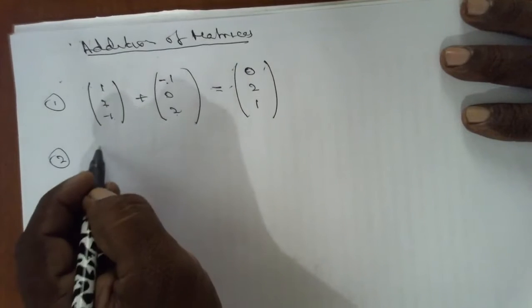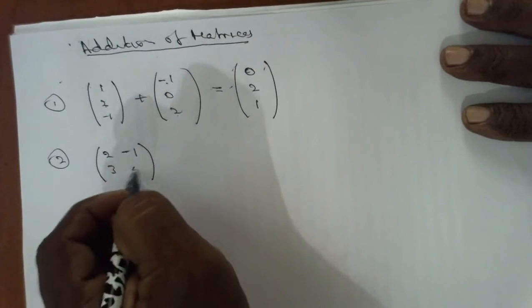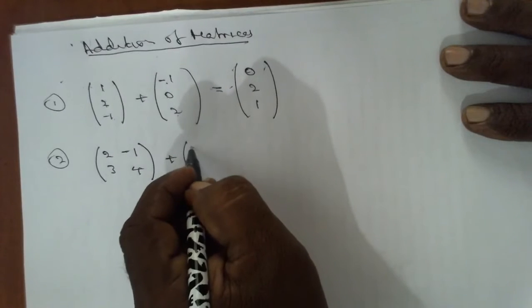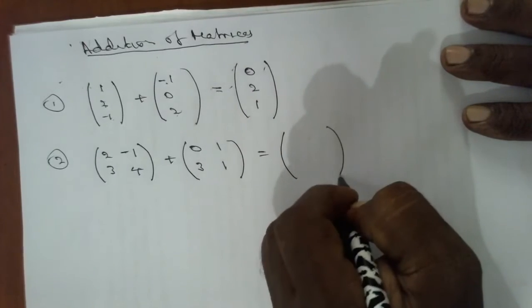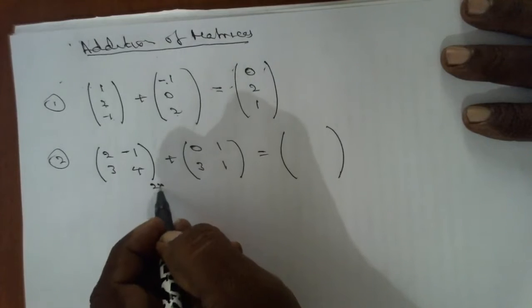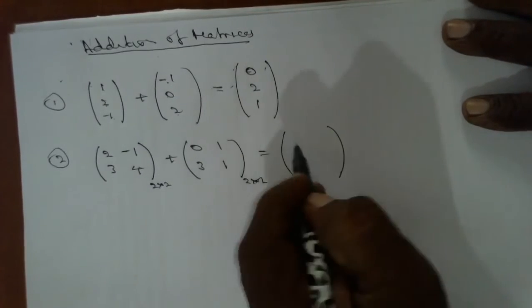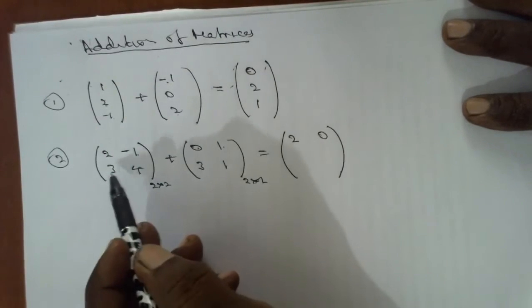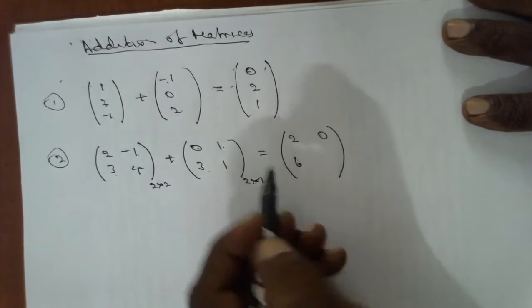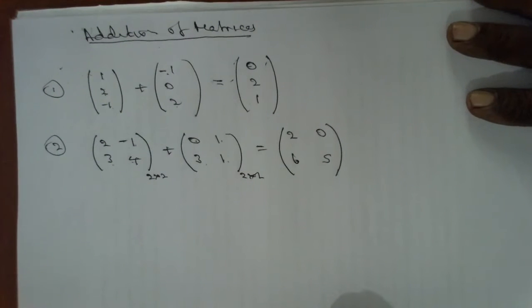Then second example, if you take 2, minus 1, 3, 4, plus 0, 1, 3, 1, very simple. This is a 2 by 2 matrix, and this also is a 2 by 2 matrix, therefore addition can be performed. Then 2 plus 0 is 2, minus 1 plus 1 is 0, 3 plus 3 is 6, 4 plus 1 is 5, like that. Is it clear?